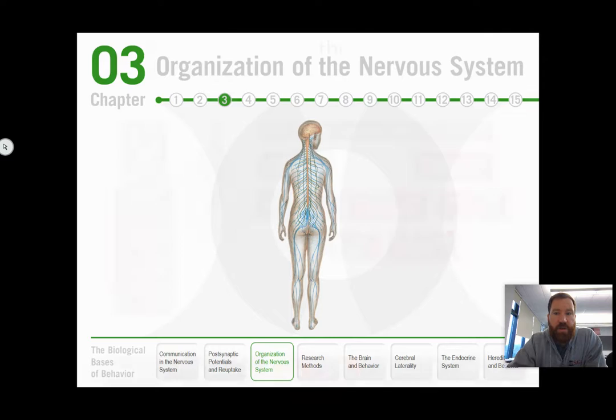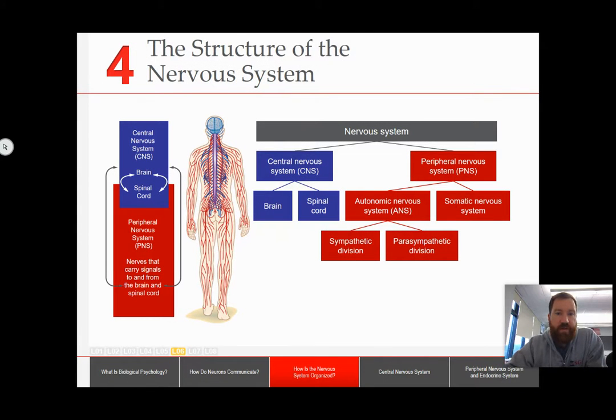So first, let's look at that overall function. The nervous system can really be divided into two main parts: the central nervous system and the peripheral nervous system. The central nervous system is made up of the brain and the spinal cord, and the peripheral nervous system is also broken down into two parts: the autonomic nervous system and the somatic nervous system. The autonomic nervous system is broken down into two parts: the sympathetic and the parasympathetic, and the somatic nervous system is broken down into two parts as well: afferent and efferent nervous systems.